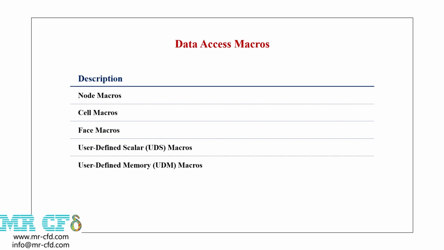And as part of the tutorial, we want to introduce macros that allow us to access data and information related to geometry, flow, etc. during the solution process. This data and information are received by Fluent software. In fact, we intend to introduce various macros necessary for accessing Fluent data. These data access macros include node macros, cell macros, face macros, user-defined scalar macros, and user-defined memory macros.